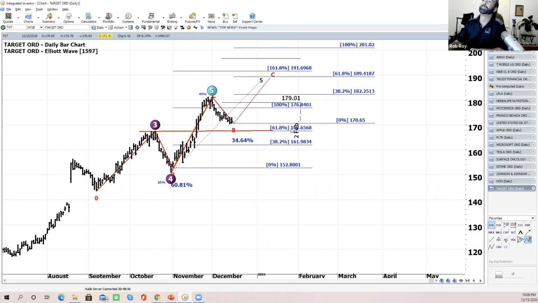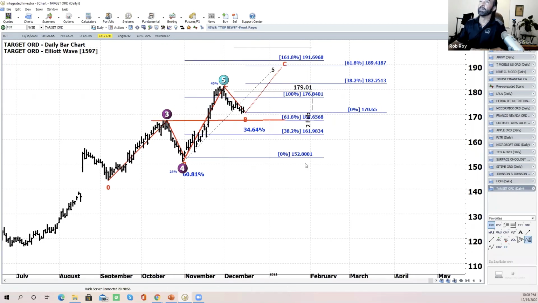Maybe that's it because it's 35% now. That could be it. But to get that close to the wave 3 high and the previous fib extension level, it just seems like it would want to go ahead and test that.